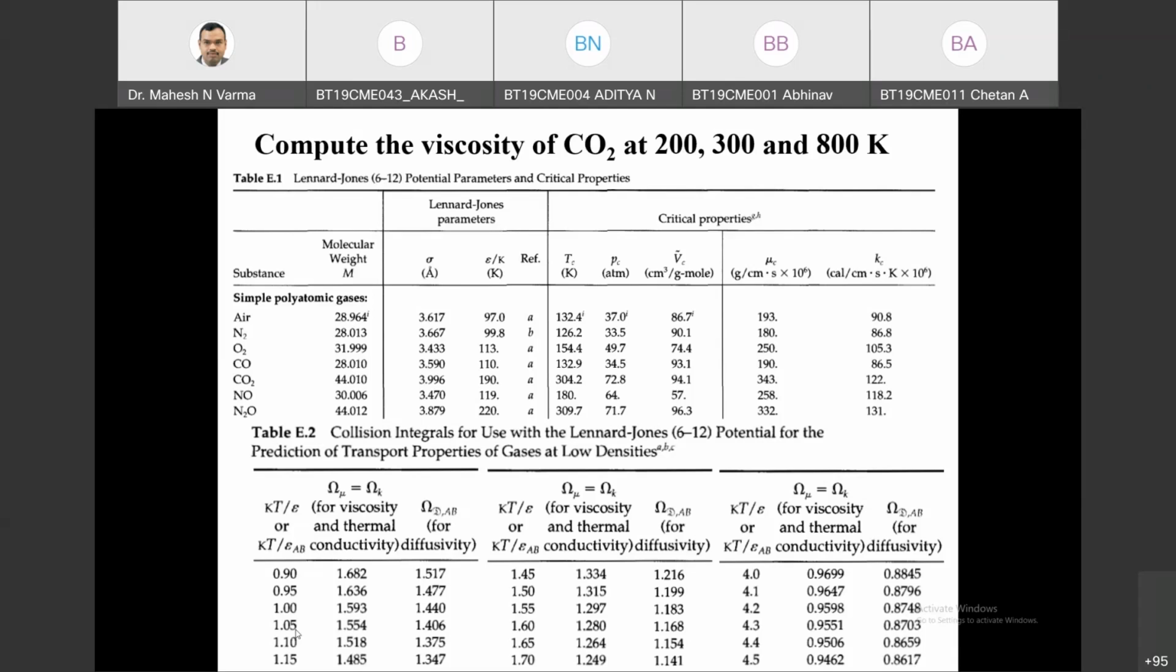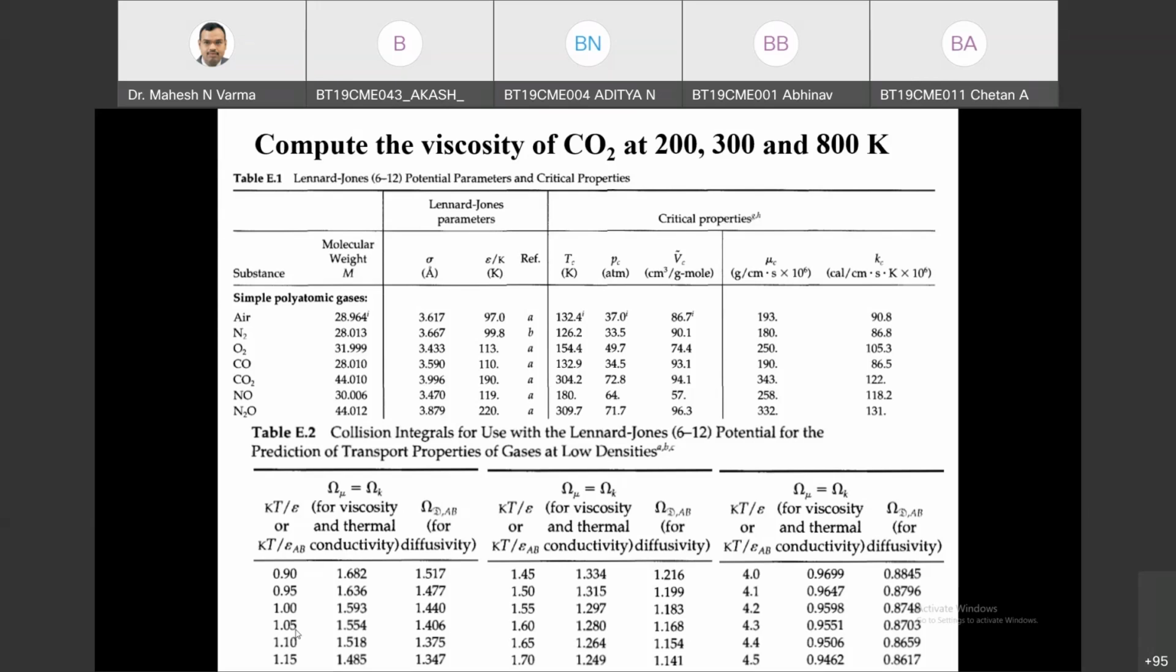Can you be a little quick, Abhinav? Yes, 1 minute. Sir, it is 1.2698. It is wrong actually. It should be between 1.297 and 1.280. It should be between these. 1.26, how can you get that?